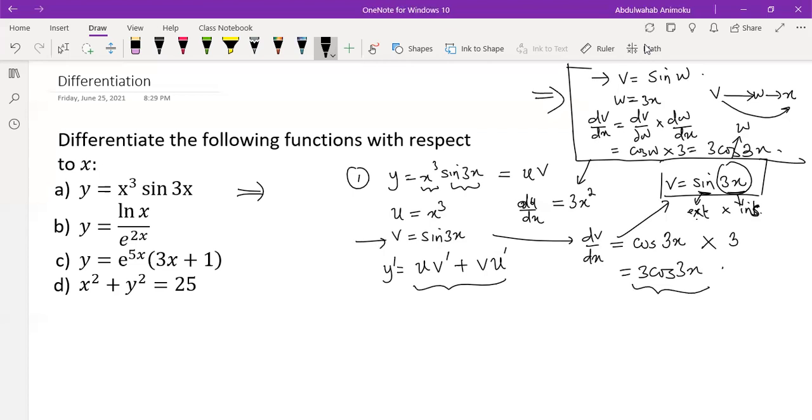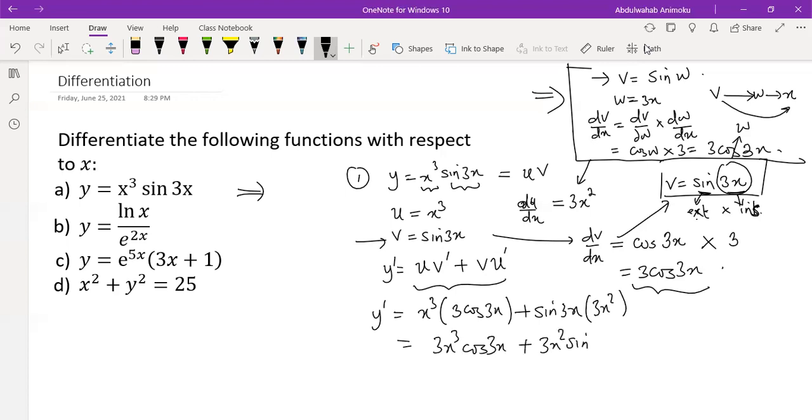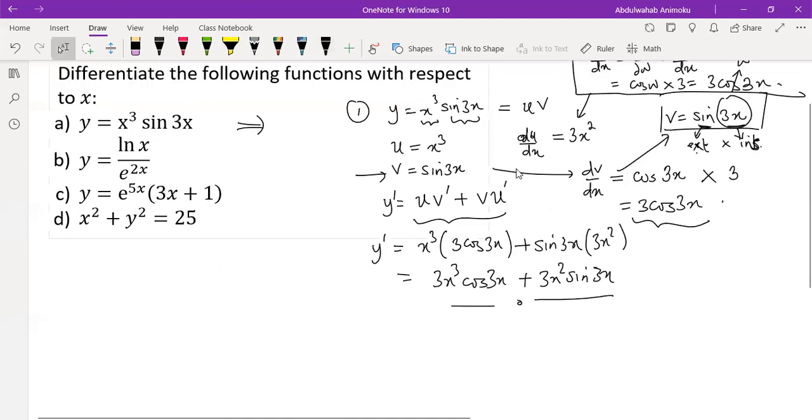Now we are back to solving dy/dx, which is u, x cubed, multiplied by v prime. What is v prime? 3 cos 3x, plus v, which is sine 3x, multiplied by u prime, which is 3x squared. So basically your answer is 3x cubed cos 3x. When we write this properly, we have this. So this gives us the solution to the first problem. Now let's look at the B part. So this was A. Now let's look at B.